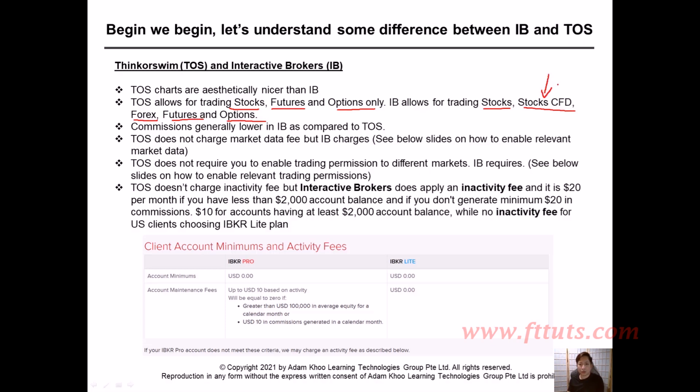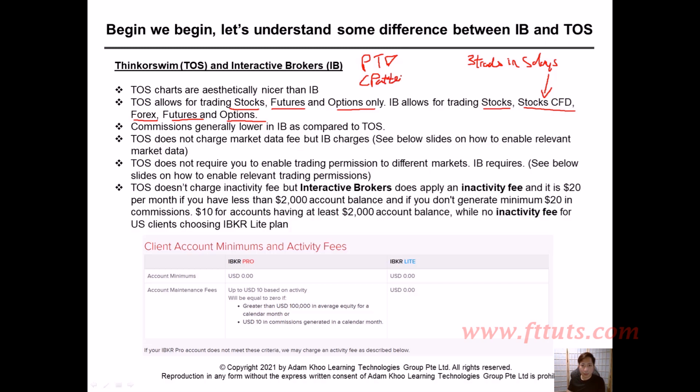So do you use stock CFD? Some common questions: if you are looking to enter more than 3 trades in 5 days, I call it 3 round trips. 3 round trips means if you buy, sell, buy, sell, buy, sell today, in the next 4 days you cannot open any more stock trades. This is what we call the PDT rule, the pattern day trader rule.